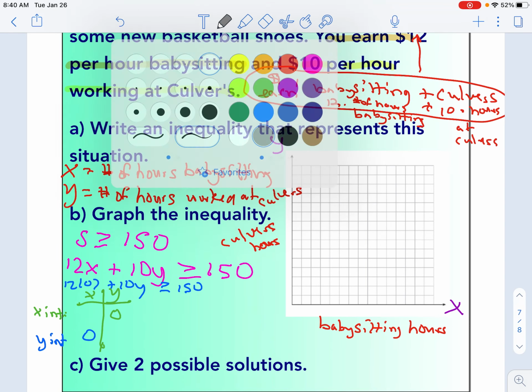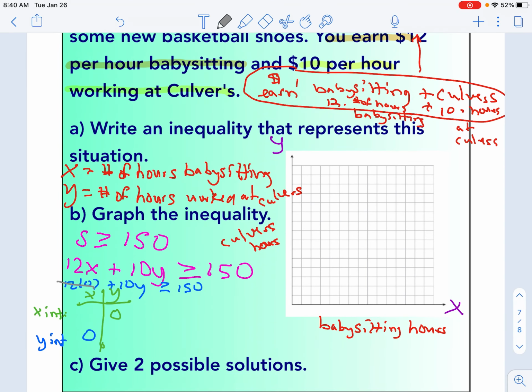So this just becomes 0 right here, 12 times 0. So now what I have is 10y is greater than or equal to 150. So when I divide by 10, I get y has to be greater than or equal to 10. So my intercept is (0, 10).